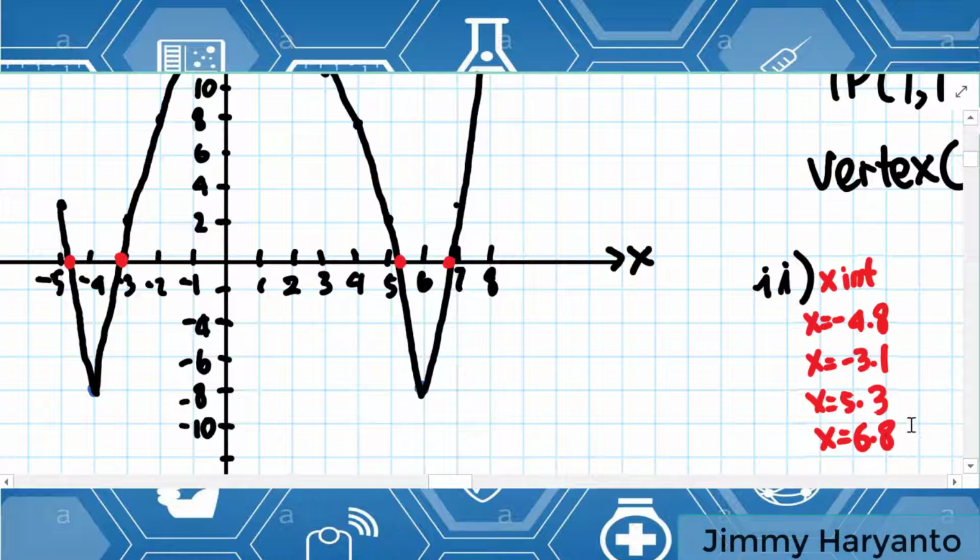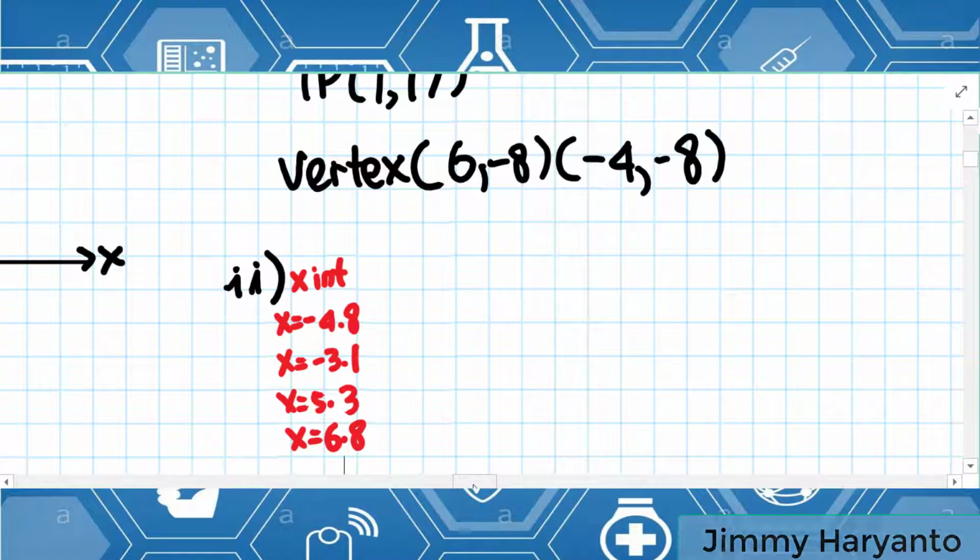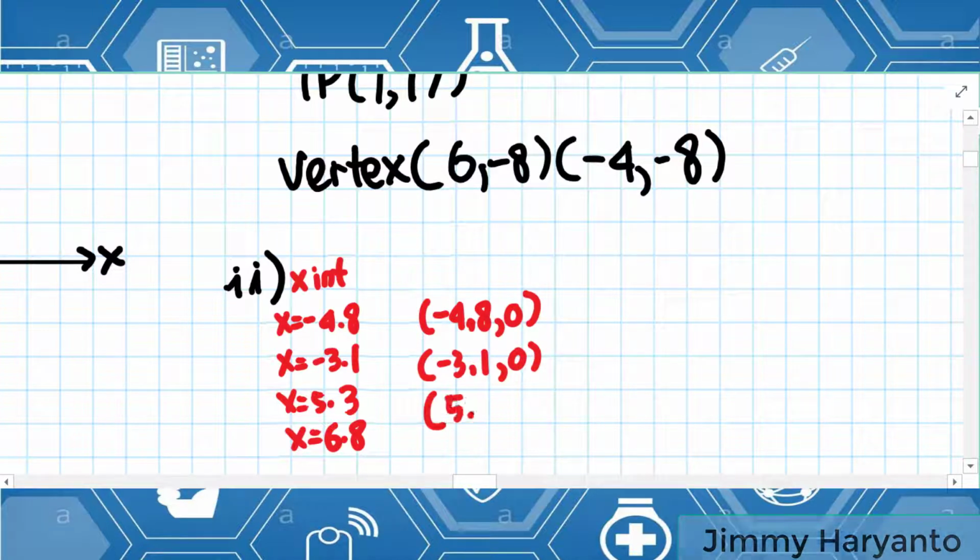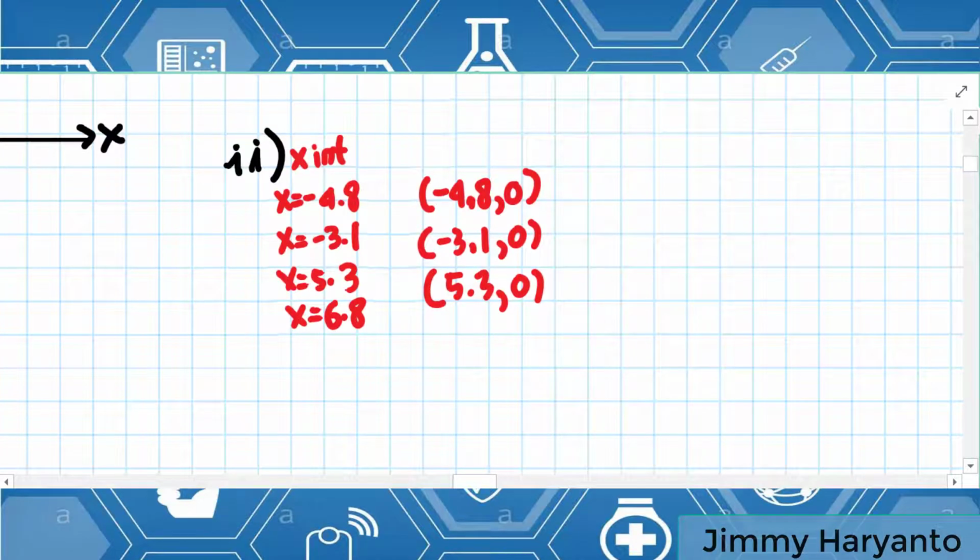Yeah, around that. So this is the x-intercept. You can answer like this: the points negative 0.8, 0, and negative 3.1, 0, and then 5.3, 0. We know that the x-intercept happens when y equals 0, so the y will be all 0.